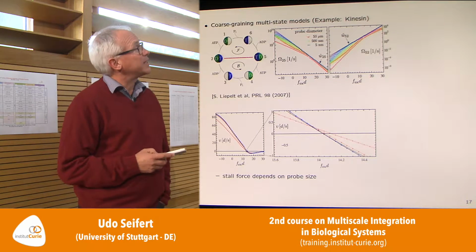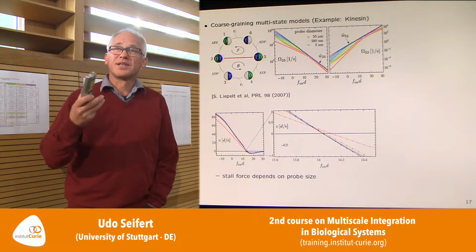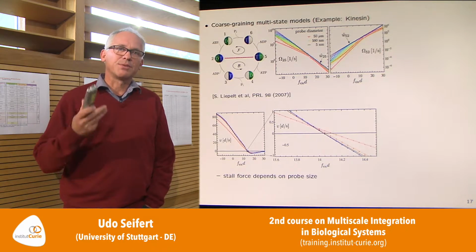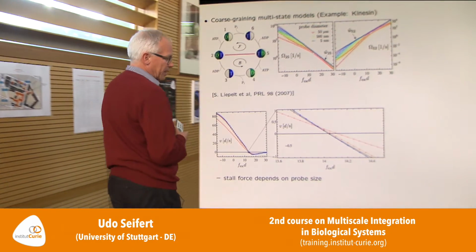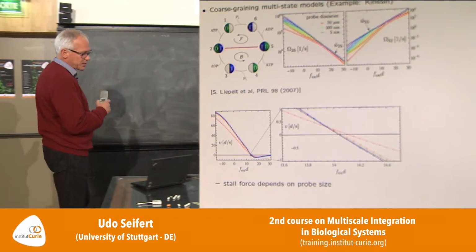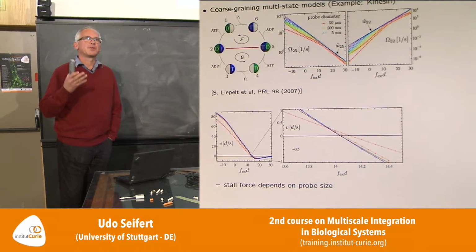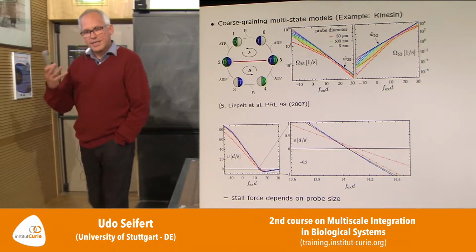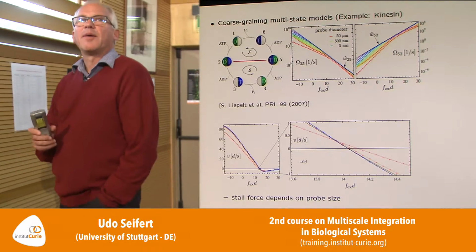You even find that the stall force depends on the probe size when you do the full model, which you would never get in the simplified model. So the message here is you better keep the probe particle. Okay, so much as a kind of extended introduction.